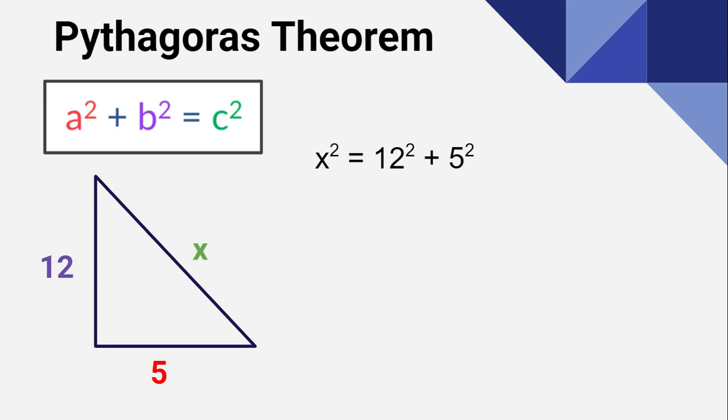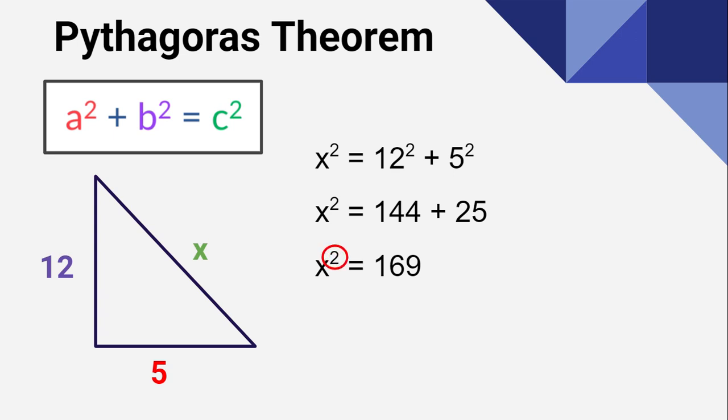Now I could also write 5 squared plus 12 squared. It's completely your wish which one you take as your a and b. But your x squared stays your x squared. x cannot go anywhere. We have to use it in place of c. Then we solve it. 12 squared means 12 times 12, so x squared is equal to 144 plus 5 times 5 is 25. And then x squared is equal to 144 plus 25, which gives us 169.